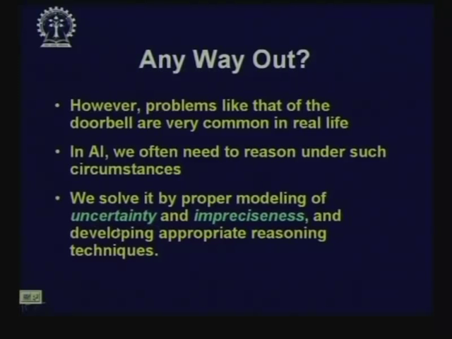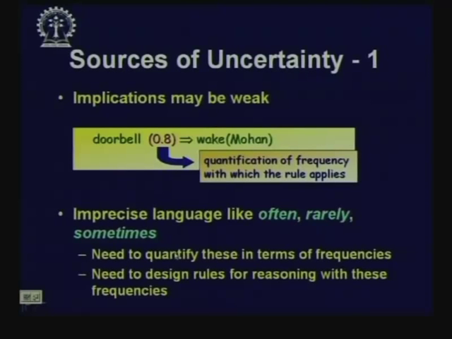The height of the building is, say, 20 feet, 200 feet, whatever. Then we quantify that, and that is precise. But mostly, many of our statements that we make are not precise. So, in order to deal with real life problems, we have to handle both uncertainty and impreciseness. And that can be handled using appropriate reasoning techniques, which we will try to see today.